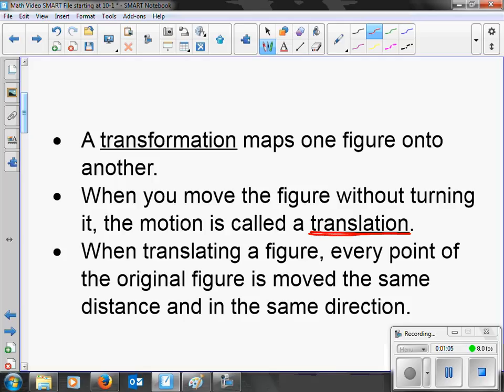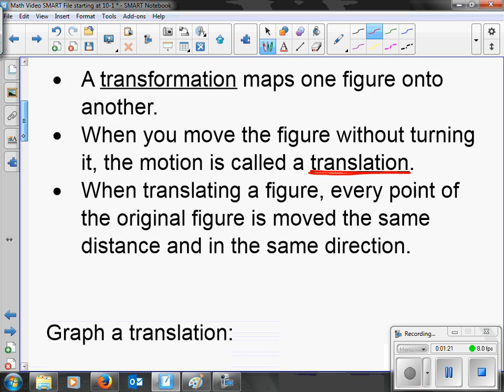Okay? When translating a figure, every point of the original figure is moved the same distance and in the same direction. Same distance and in the same direction. And I'm going to give you some examples. Yes, write all this down, nice and neat.